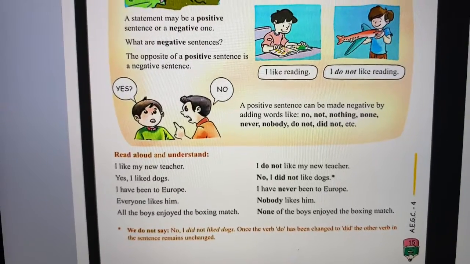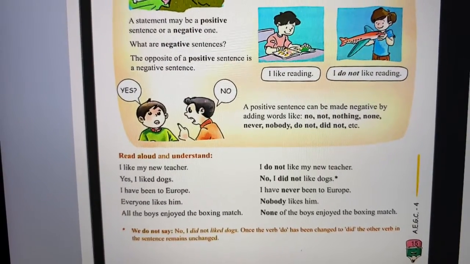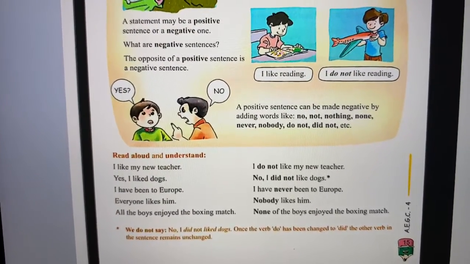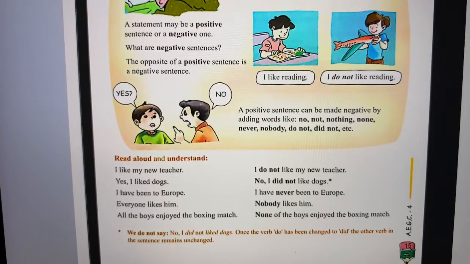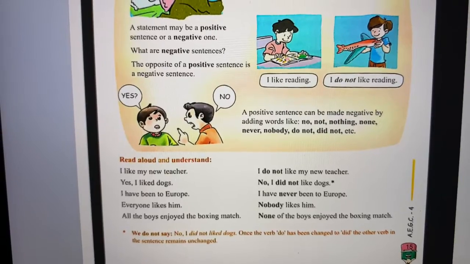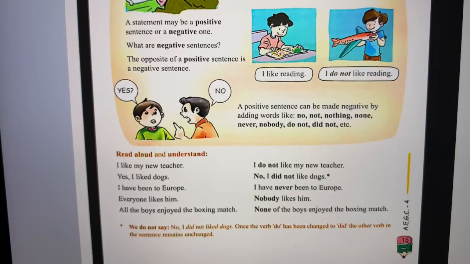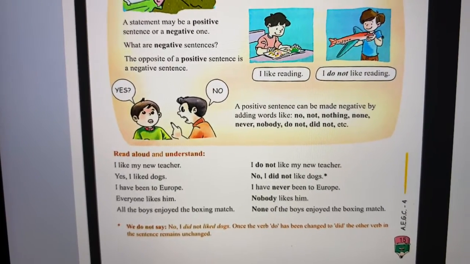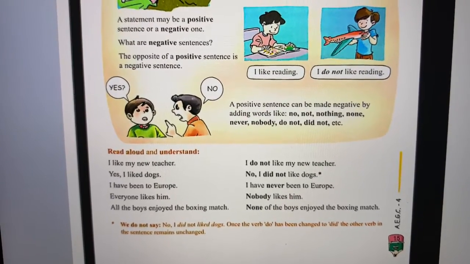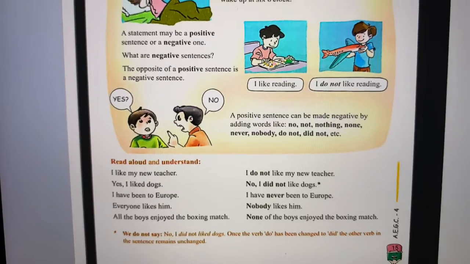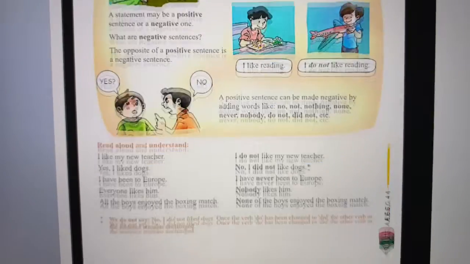Then we have, I have been to Europe. I have never been to Europe. Everyone likes him. Nobody likes him. So that's the negative sentence. Then we have, all the boys enjoyed the boxing match. This is the positive sentence. The negative one is, none of the boys enjoyed the boxing match. So we move on to the next one.